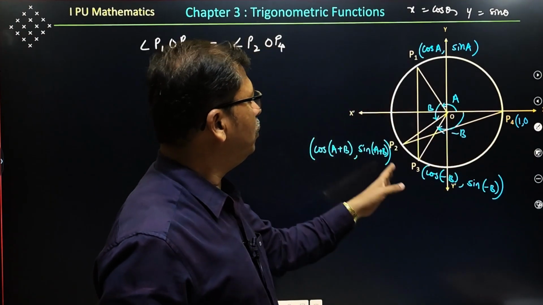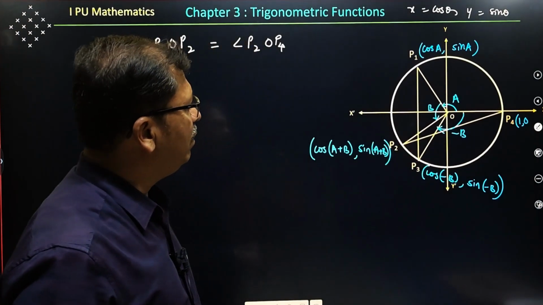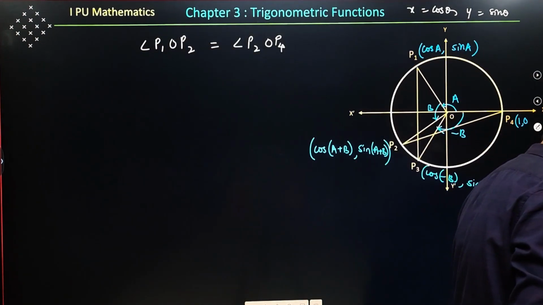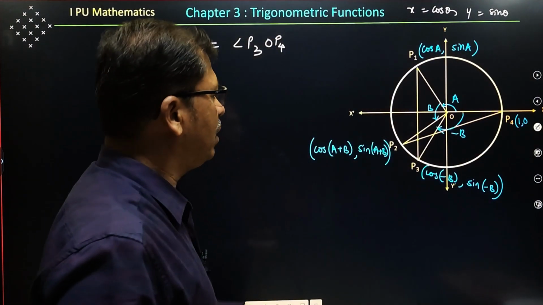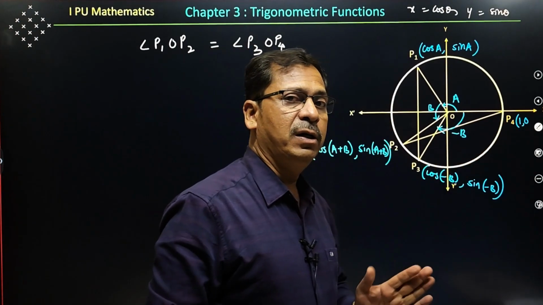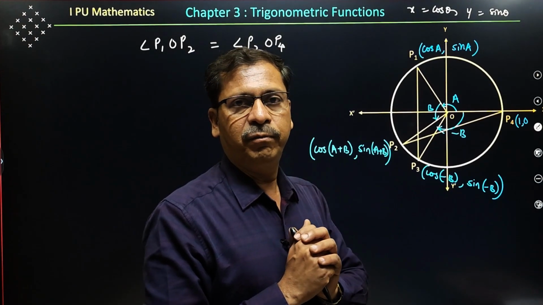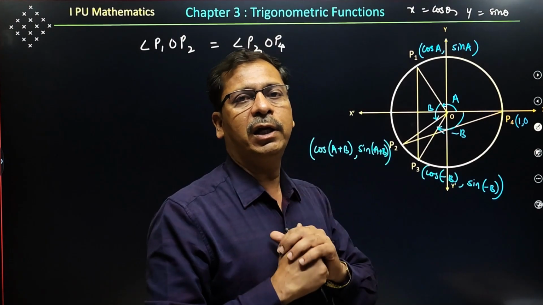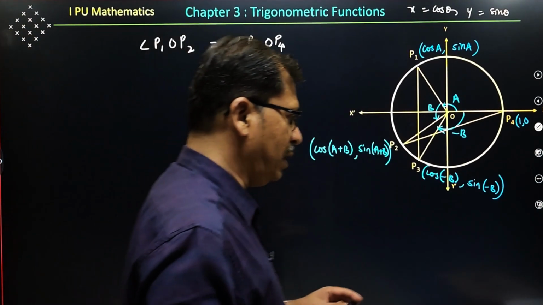Next what I have written, not P2, it is P3 O P4. P3 O P4 is nothing but again B. Carefully observe here, P3 to O P4. This is minus B. Since it is a clockwise rotation, we have put a minus sign. But the magnitude of the angle is B for both. So we must observe that these two are the same.